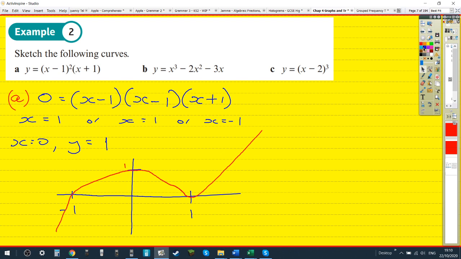Okay, let's try B. This one isn't. How do we do this one? Could you put it into the calculator? Yep. Okay.